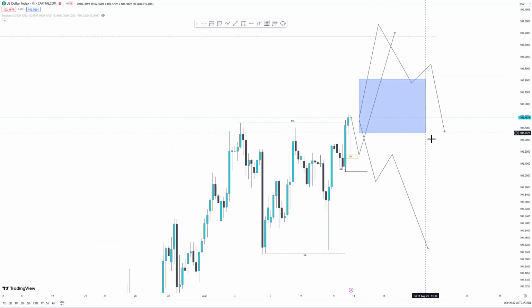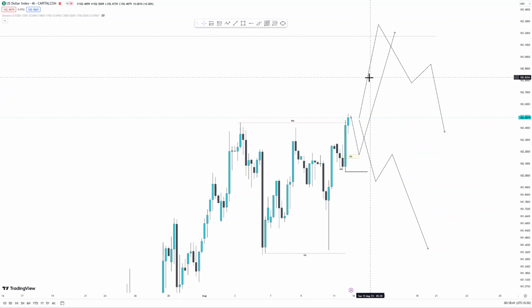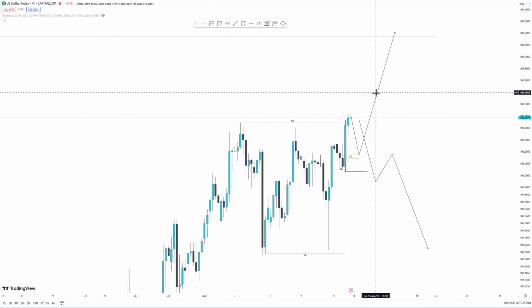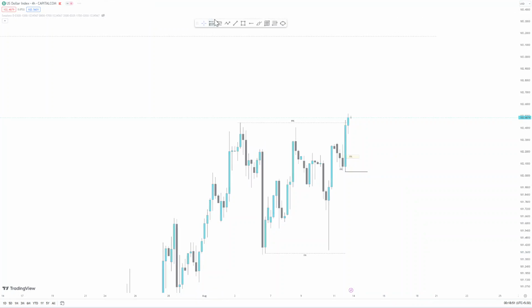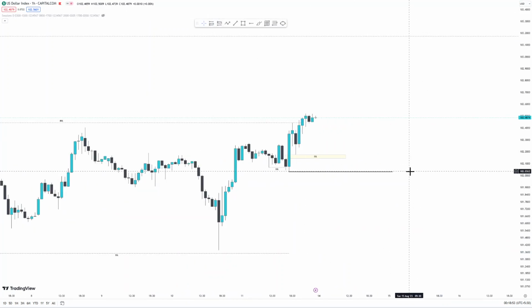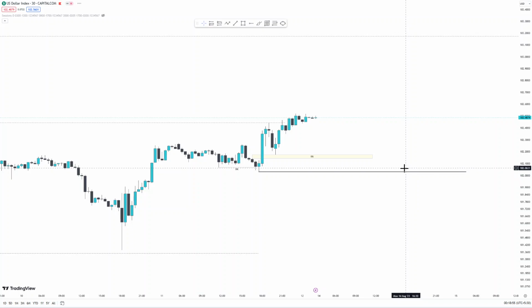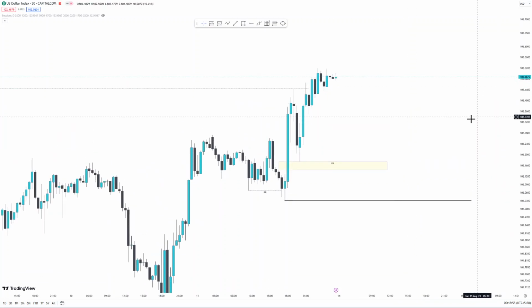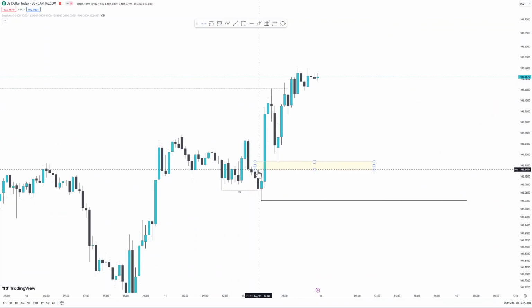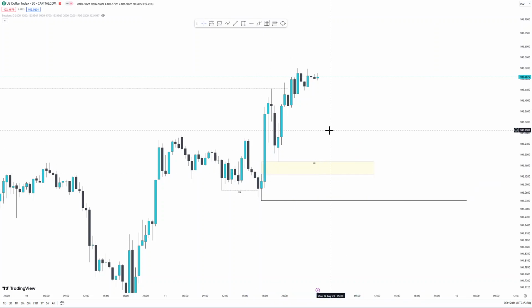So as of now, nothing has been achieved. I wouldn't be having any bias right now. I would wait and see how price reacts from this area. But yeah, I'll have this zone marked for me in 1 hour, or I think it will look better in 30 minutes. Yes, I would be having this marked on my chart.